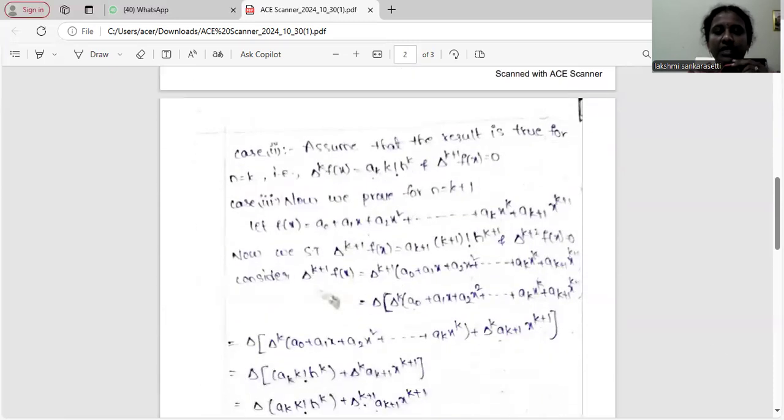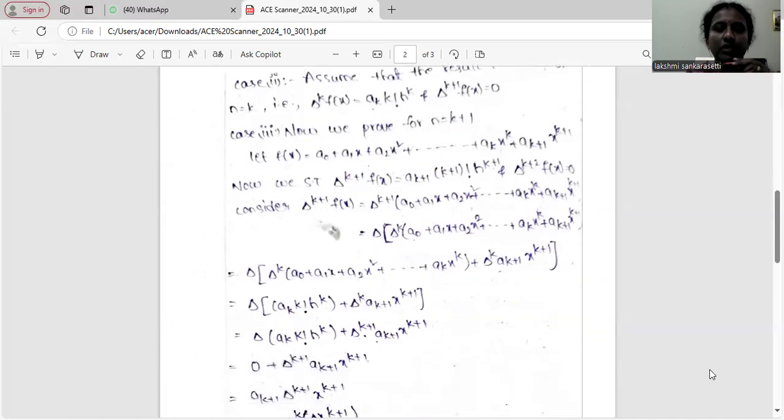Now, case 2, the induction step. Assume that the result is true for n equal to k. That means delta power k of f of x, the kth difference of f of x, is ak into k factorial into h power k, which is a constant, and delta power k plus 1 of f of x is 0. So here we are assuming in case 2 the result is true up to the kth degree polynomial. Now we go for the k plus 1th degree polynomial, for which it is also true.